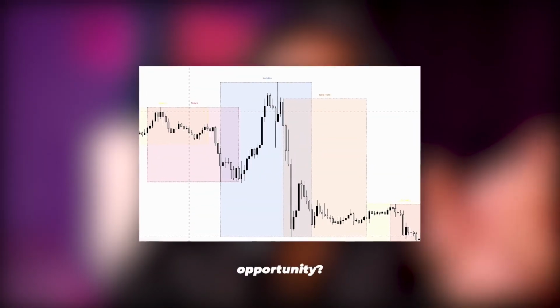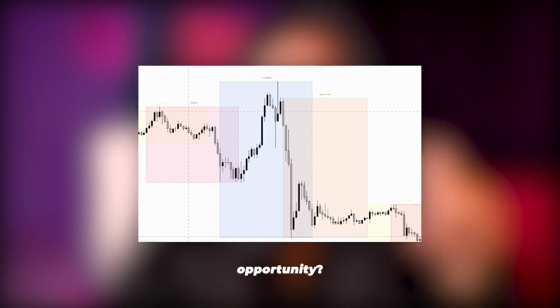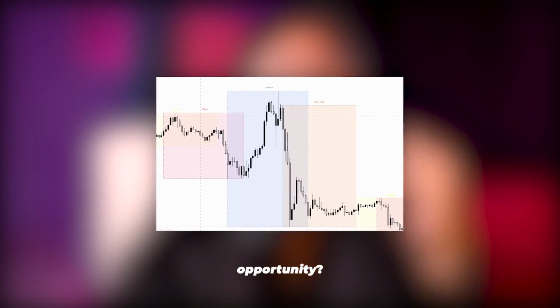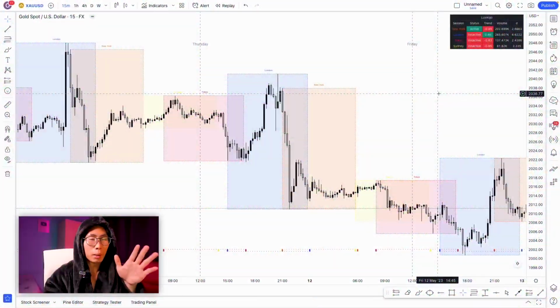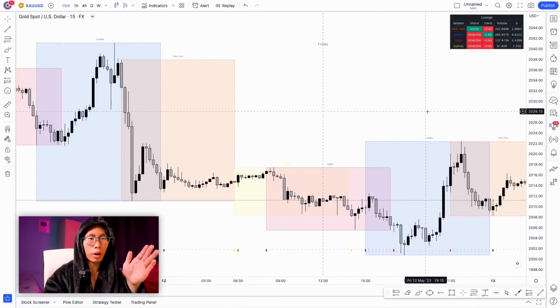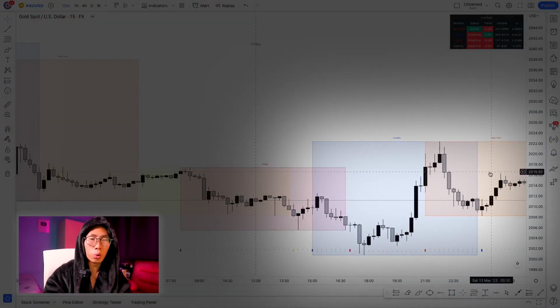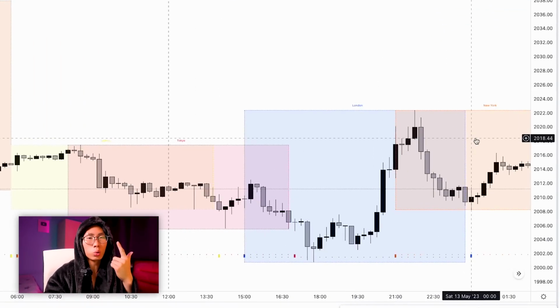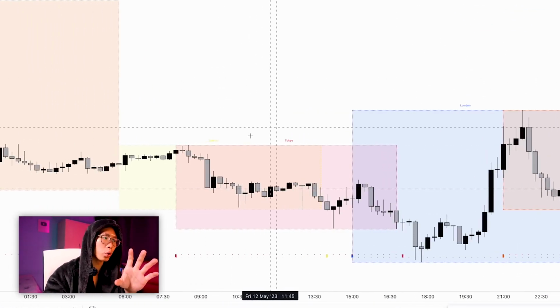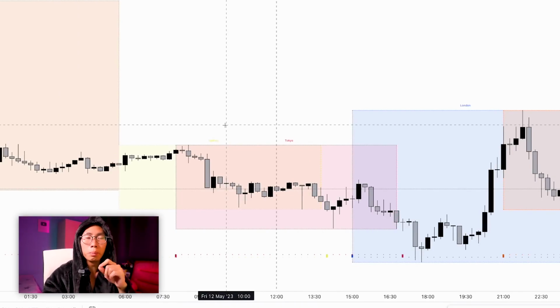So all of these are just some examples of how the different currency pairs will move differently during each session. The reason why this is so important is that whichever trading session your favorite currency pair moves the most in, giving you the most opportunity, you want to trade during that session. So for example, if EUR/USD is going to move a lot and give you the most opportunity during the London session and the New York session, then guess what? I'm going to be trading either the London or the New York session, which means during the Tokyo or Sydney session, I will not be trading.